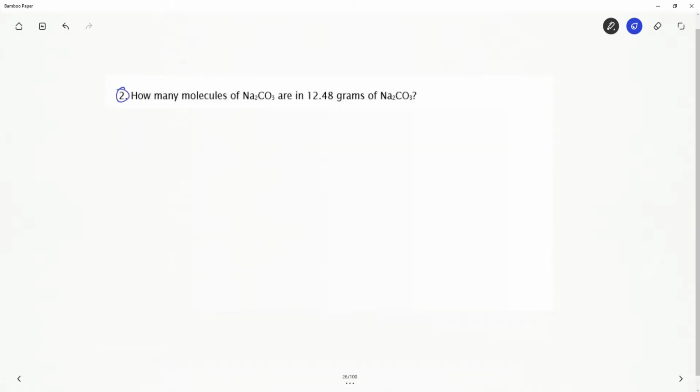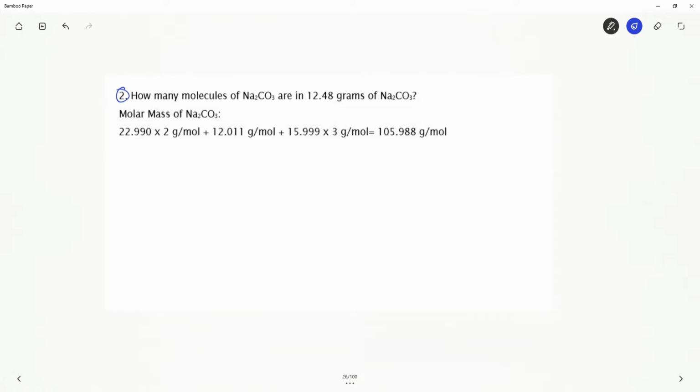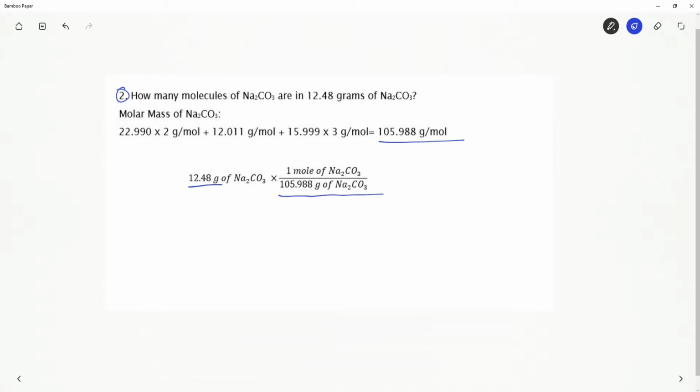Number 2, how many molecules of sodium carbonate are in 12.48 grams of sodium carbonate? Again, I am going to use my periodic table. I am going to calculate the molar mass of sodium carbonate. That molar mass is 105.988 grams per mole. So our problem gave us 12.48 grams of sodium carbonate. That is what I am going to start with. For my first step, I'm going to use my molar mass and I'm going to convert grams to moles. Notice for my molar mass, I'm going to put grams in the denominator so that my grams of sodium carbonate cancel. Now the problem asked me for molecules, not moles, so I'm not finished with this problem yet.